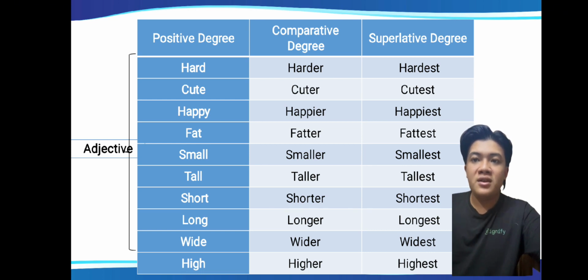Adjective: positive degree, comparative degree, superlative degree. Hard, harder, hardest. Cute, cuter, cutest. Happy, happier, happiest. Fat, fatter, fattest. Small, smaller, smallest. Tall, taller, tallest. Short, shorter, shortest. Long, longer, longest. Wide, wider, widest. High, higher, highest.